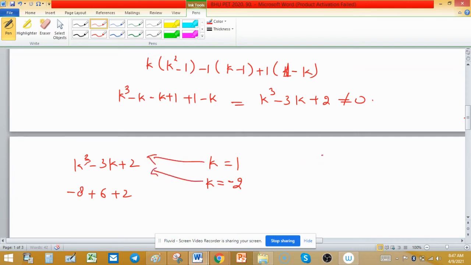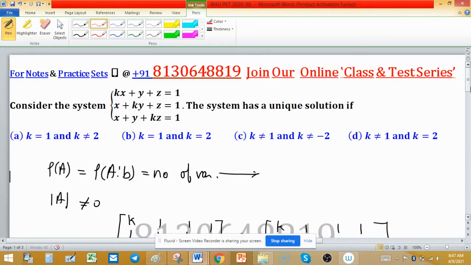Means k not equal to 1 and k not equal to minus 2 make this condition, determinant should not equal to 0. Now we have two conditions on k, means k should not equal to minus 2, means option C is correct.